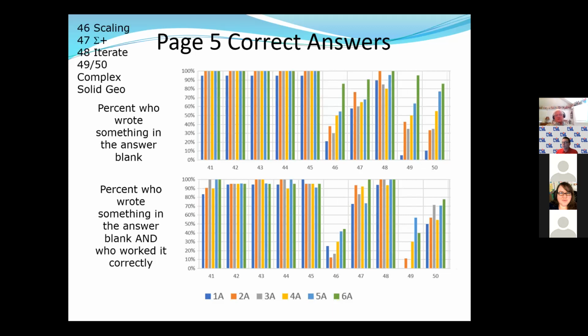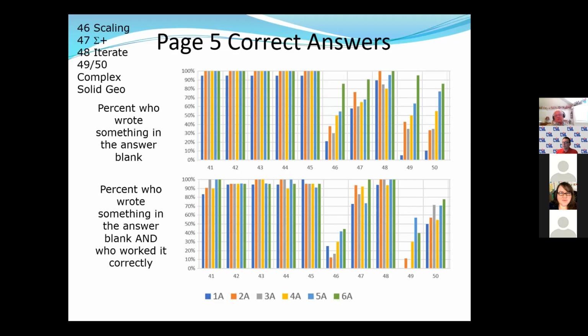Okay, going on, just looking at the state and geometry problems, problem 46 I think was just a difficult problem. That's the scaling problem. The number of people that tried to work it was about 35 or 40%, but it looks like fewer than 20% got it correctly. So the people that tried to work it, most of them did not get it right. The same is true for problem 49. Problem 50 was a little easier.